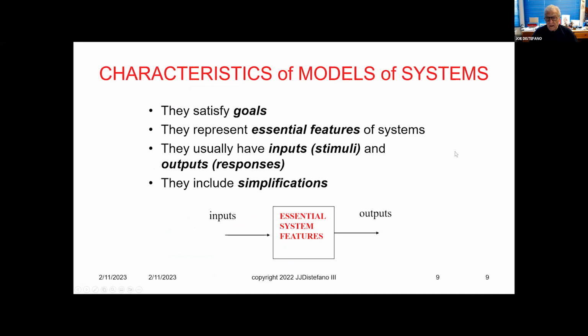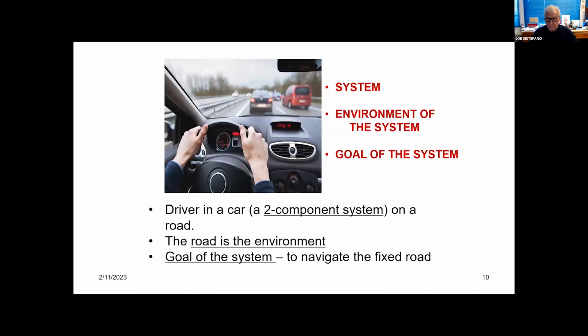Basically, I begin in the early lectures to talk about what models of systems are, what their characteristics are. They satisfy goals. They represent essential features, and we talk about unessential features, inputs, outputs, stimuli, responses, and simplifications, of course. So I spend a lot of time on this. In fact, I would say 5 out of the 12 chapters are essentially at approximately this level.